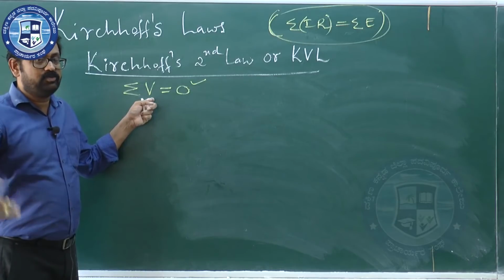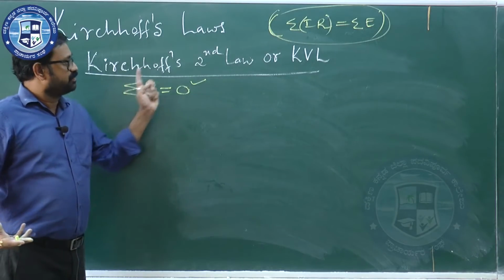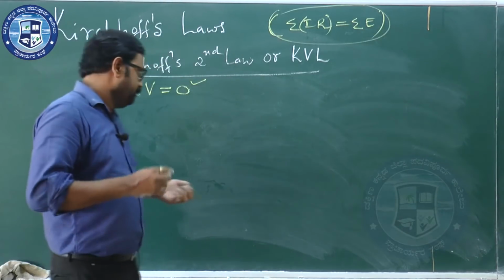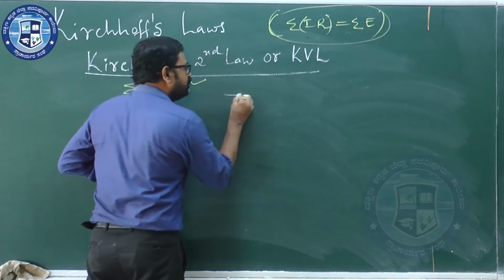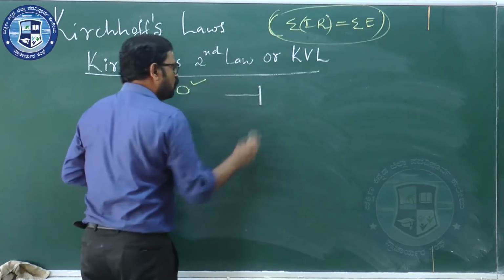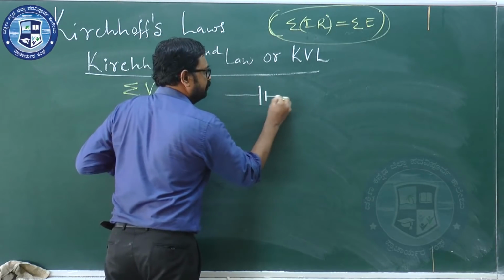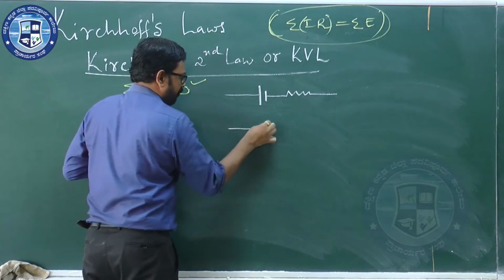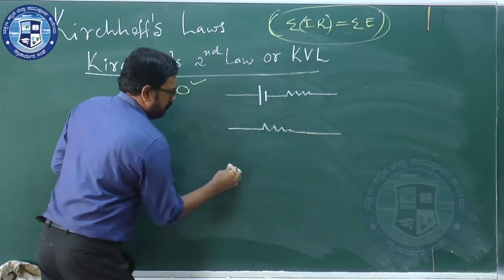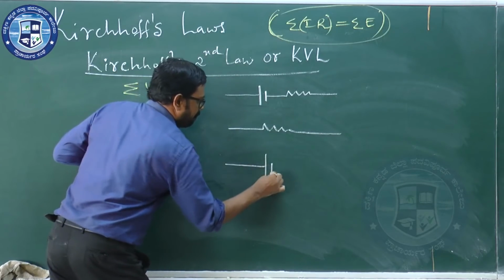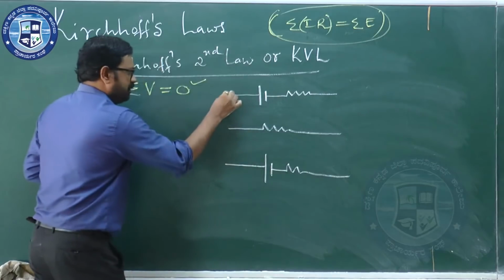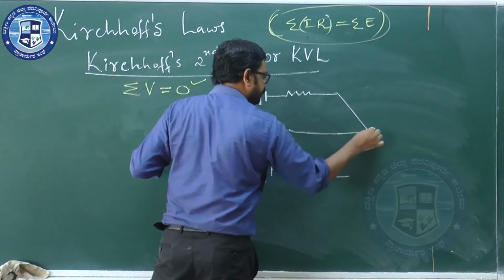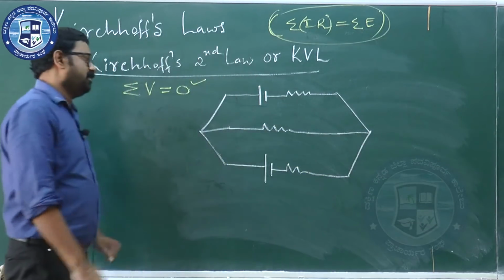Now let us learn how to apply Kirchhoff's second law or KVL, especially the sign convention. That is very important. Assume that you have been given one electrical network. You don't bother about the network. It is already given to you. This is the electrical network.